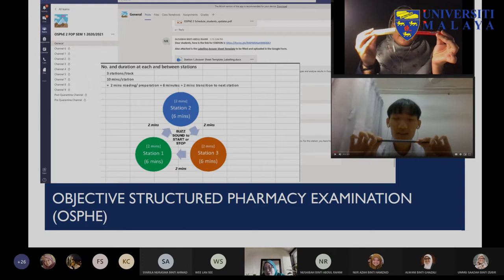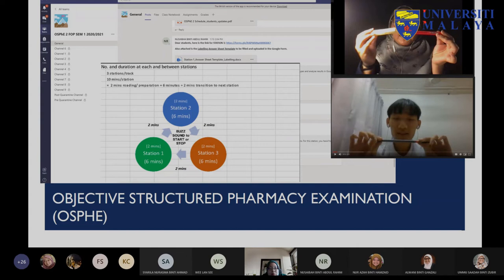For example, in this video, the student is teaching how to use an insulin pen, but the insulin pen is a marker or a pencil or pen. So that is a setback. If the students come back for the physical on-site OSPE, we have all the devices for them to properly counsel with or to play around with.